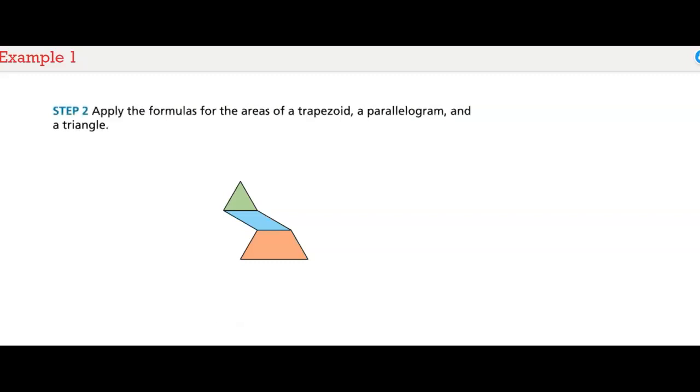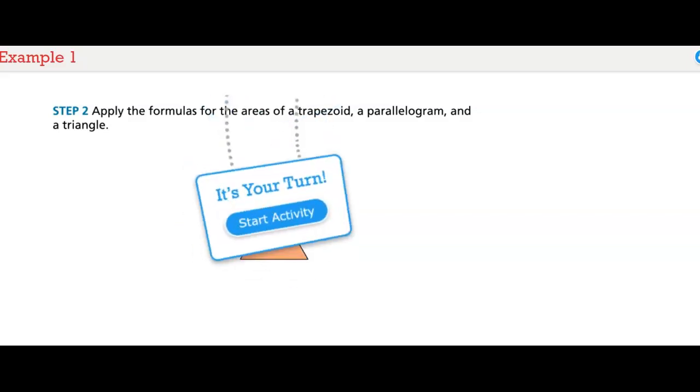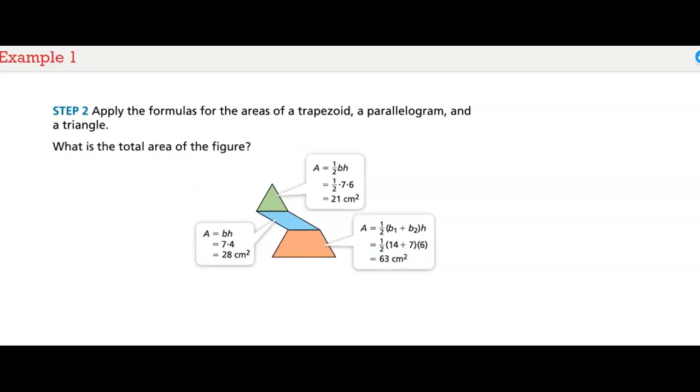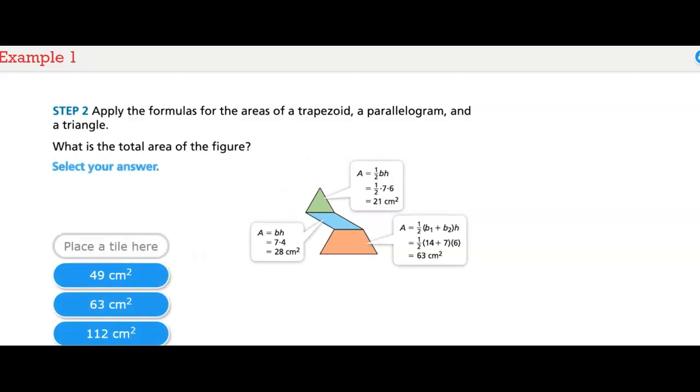Step 2. Apply the formulas for the areas of a trapezoid, a parallelogram, and a triangle. What is the total area of the figure? Select your answer.